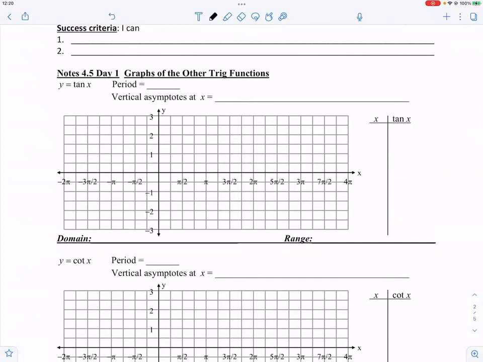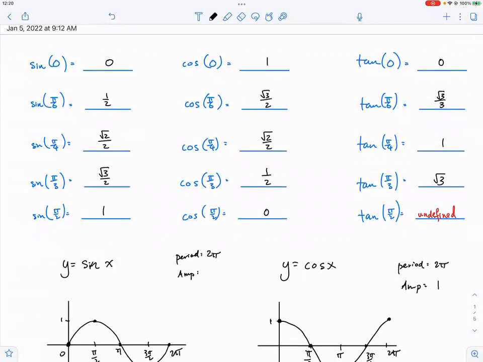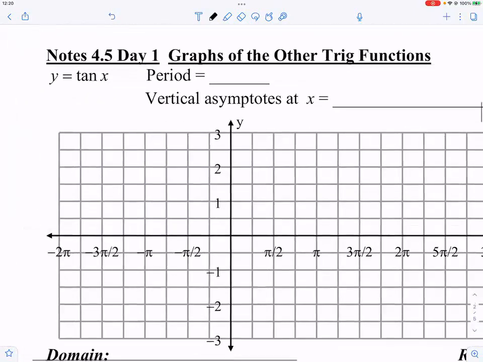Now, the reason why I went over these values with you is to make sure that you have some foundation. I don't want to just bombard you with new stuff. I want you to use some old stuff that you know, that you can recall, and then you can put it over here. For example, we're going to draw a tangent graph. So when x is 0, tangent 0 is what? Tangent 0 is 0.